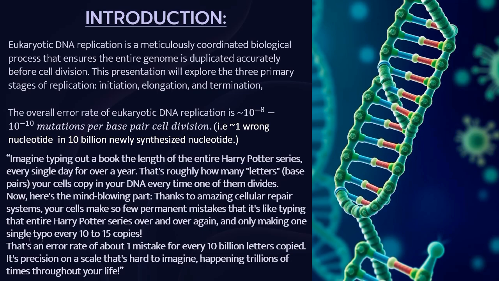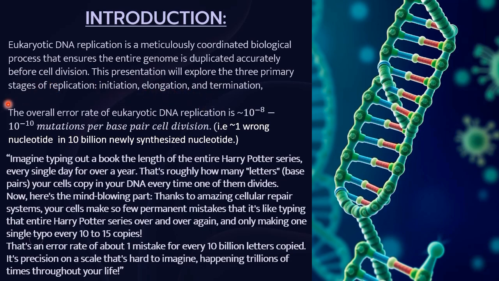So, eukaryotic DNA replication is the process by which a eukaryotic cell duplicates its entire genome and passes it down to its daughter cell before the cell gets divided by cytokinesis. And we can divide this entire process into three phases: initiation, elongation, and termination.